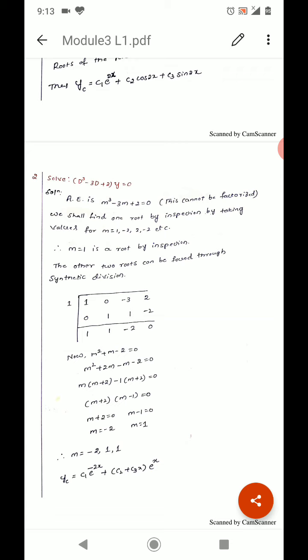So first write the coefficients of all the terms in the auxiliary equation. So the coefficient of m cube is 1, and here we don't have m square, therefore we take the coefficient of m square as 0. And next term is m, the coefficient of m is minus 3, and the constant term is 2. We already got a root, that is 1, so write it on the left side and make a table like this.